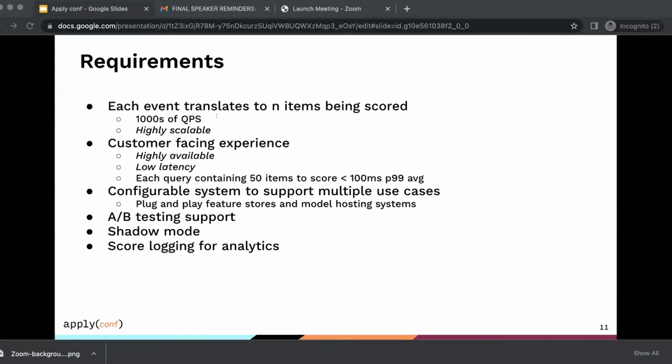Hence, the scalability requirement is an important one for us. Now, these experiences are customer facing, so we don't want them to be slow or have downtimes. And we put an initial target before building the system that we would like to score 50 items within 100 milliseconds.